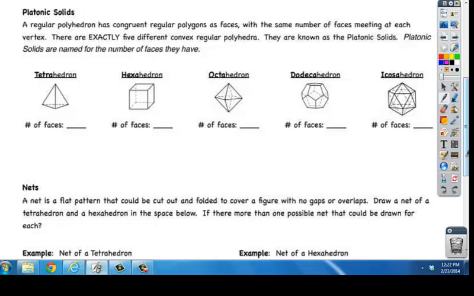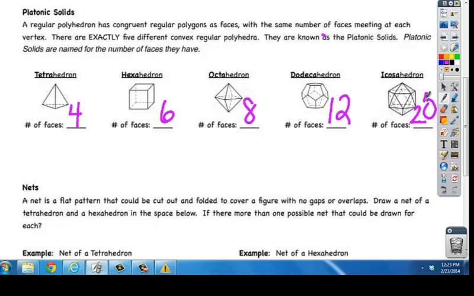So here we have a tetrahedron, and a tetrahedron is named for the number of faces, so it has 4 faces. Hexahedron, hexa is 6, so it is a 6-sided shape. Octahedron, octa means 8, so it's an 8-faced polyhedron. And then dodecahedron, dodeca means 12, so it is a 12-sided polyhedron. And icosahedron, I don't know if you know that one, but that's 20. So that means it is a 20-sided shape.